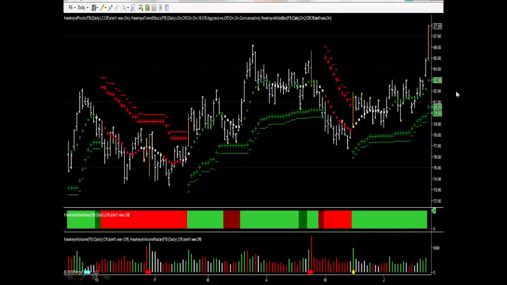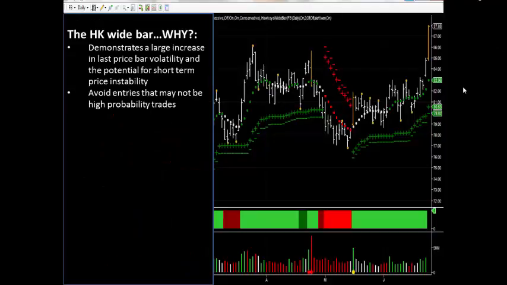Welcome to today's session. Here's a Facebook chart. What you'll see on this chart, if you look closely, is these long yellow bars. These are termed the Hawkeye Widebar, and their purpose is to demonstrate a large increase in last price bar volatility. And what that means to you as a trader is we may have potential for short-term price instability.